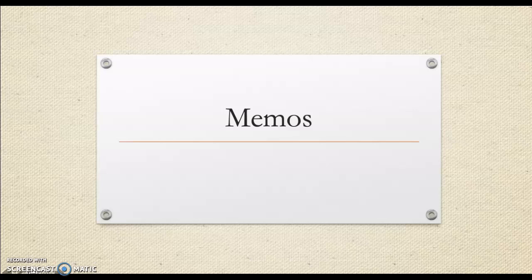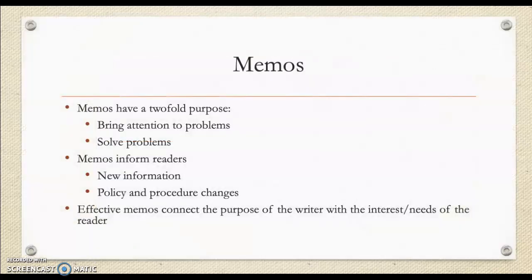Our topic for today is going to be memos. It's important first to understand why we write memos. Memos can have different purposes within an organization. One can be to bring attention to problems, the other is to solve problems.